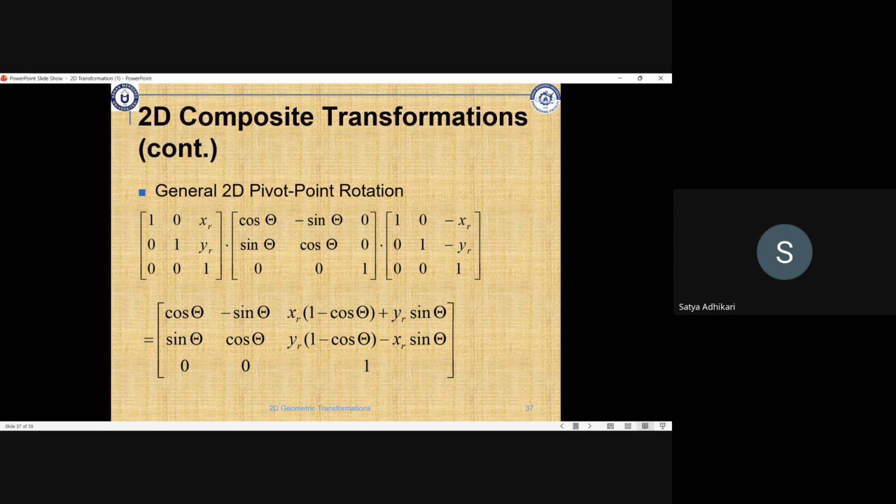So in matrix form, the same is represented as you see. The first one, the translation matrix: 1 0 XR, 0 1 YR, 0 0 1. This matrix is in homogeneous coordinates.